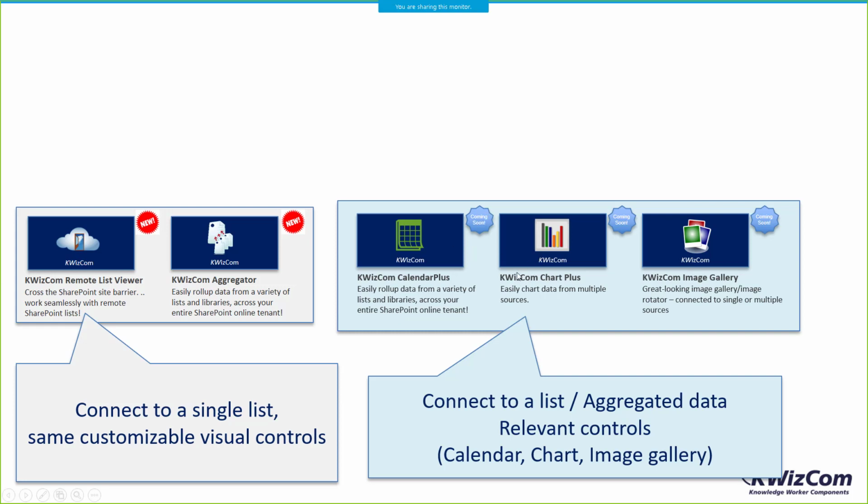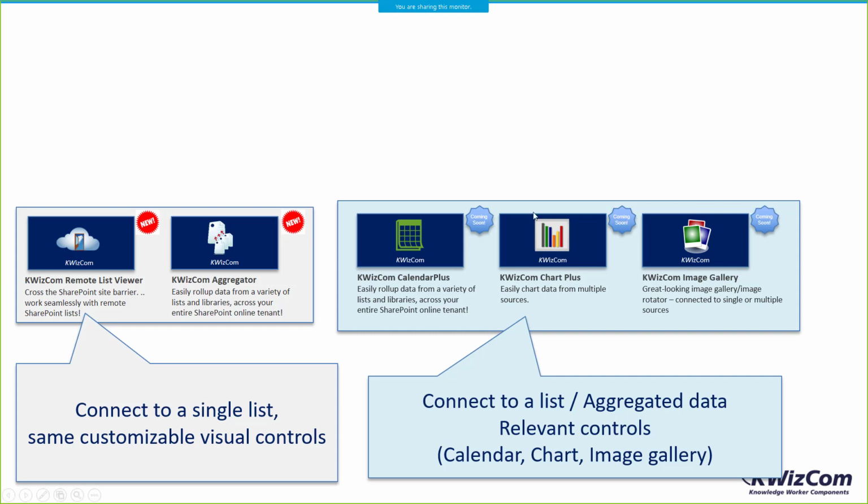In charts, you will have various chart controls. But the nice part is these additional web parts will all connect to the same data source. So you will be able to chart aggregated data, not just a simple list. Same goes for a calendar. You'll be able to show a consolidated calendar for events coming from many lists and sites in your tenant, in your SharePoint Online tenant.